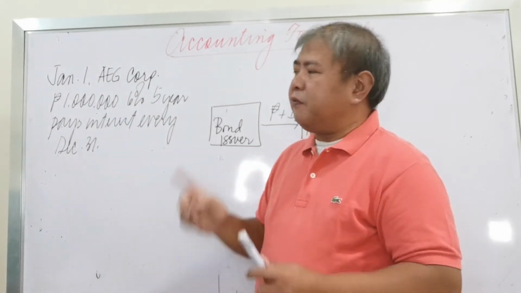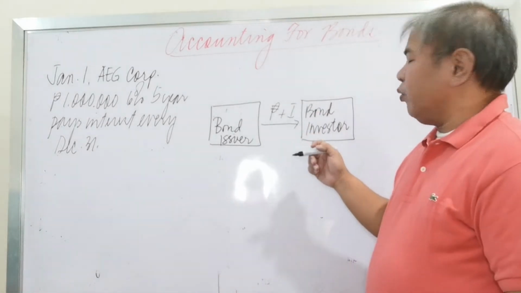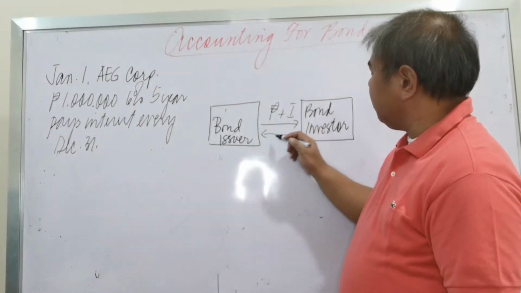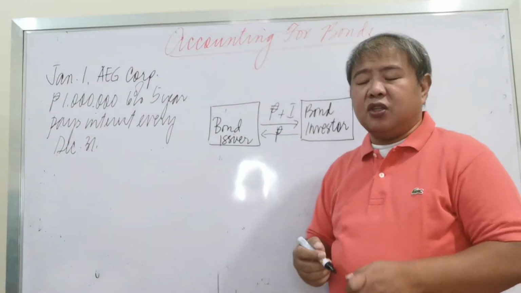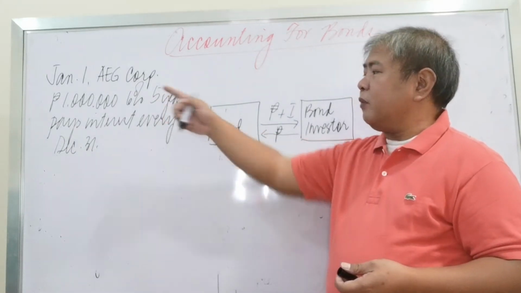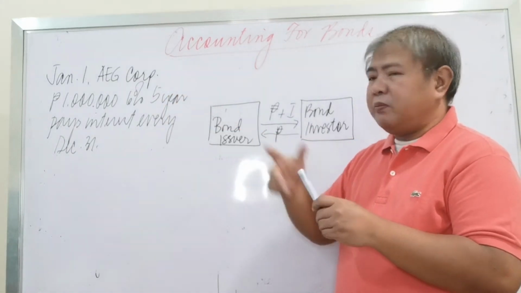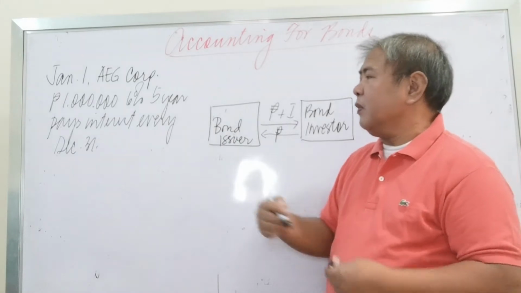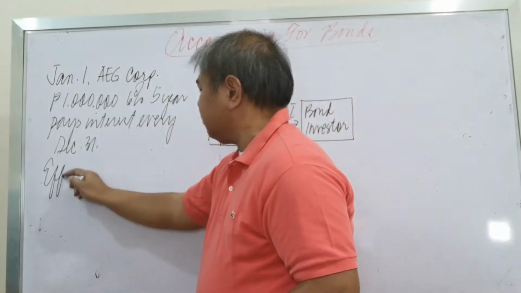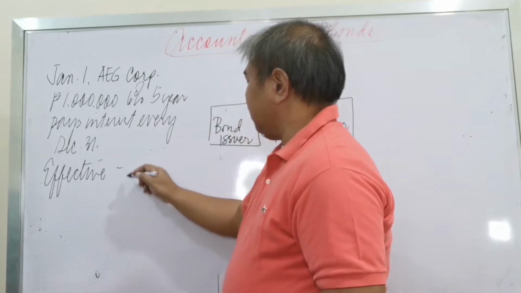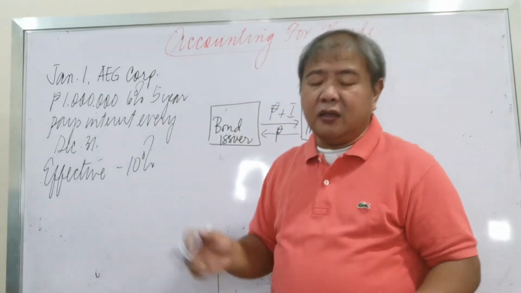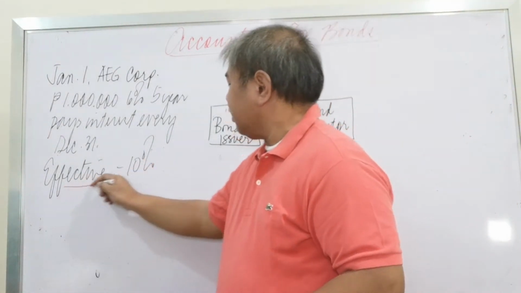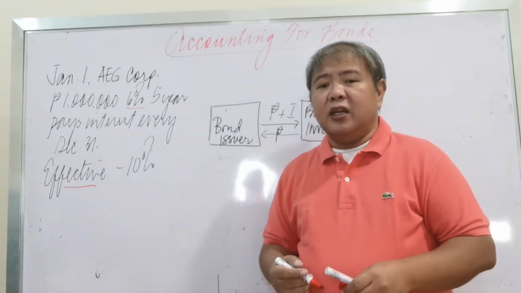So the first question here is, how much will the bond investor be willing to pay the bond issuer? Because he'll be the one lending money to the bond issuer. So how much is he willing to pay for this 1 million bond? Is he willing to pay 1 million, 1.2 million, or 900,000, meaning an amount lower than the face value of the bond? Let us assume that the effective interest rate is, say, 10%. Again, just like what we did in notes payable, we are going to use what we call the effective rate, and of course, this is what we call the nominal interest rate.